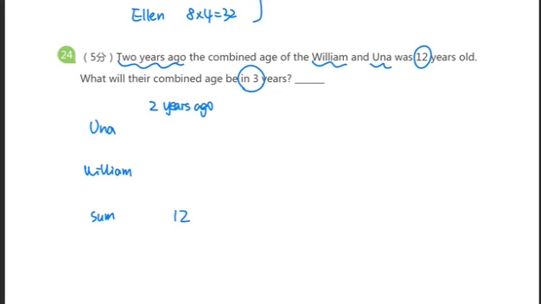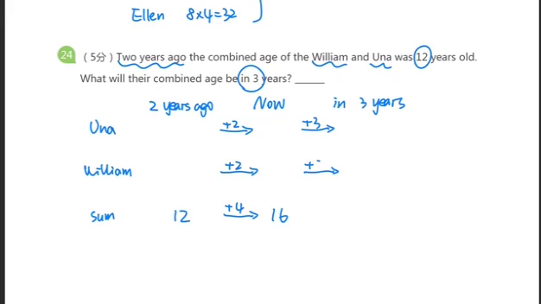So for now, Una should add 2 years old, and time is fair for everyone, so William adds 2 years, and then in total they're adding 4 years. So 12 add 4, it should be 16. And then we're asking in 3 years, so let's write out in 3 years. From now, Una should add 3 years old, and for William, still 3 years old. But in total, they're adding 3 times 2, which equals 6. So 16 plus 6, which equals to 22. So in 3 years, their age combined should be 22 years old.